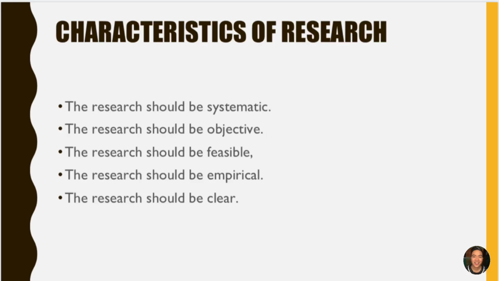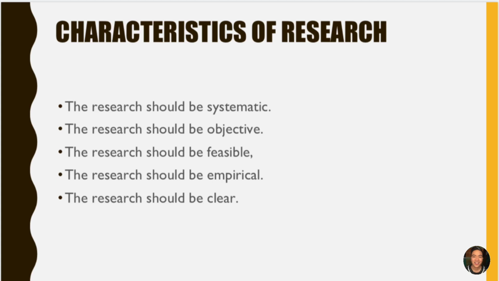Now let's go to the characteristics of research. We have 5 characteristics of research. First, the research should be systematic. So in research, there is a system, meaning to say a system that we need to follow in conducting a research. So you need to follow a system for formulating each part of the research. Take note, guys, that research is divided into different parts.